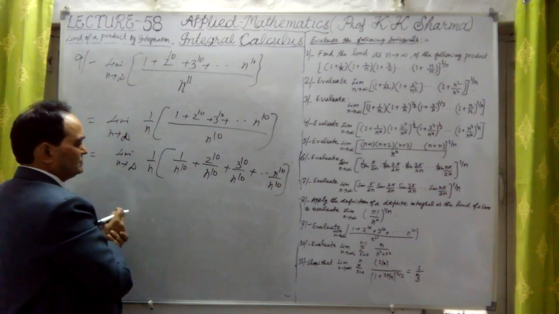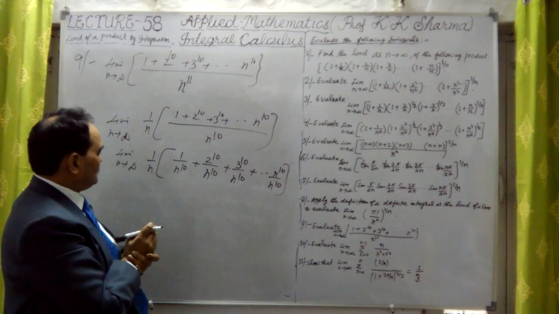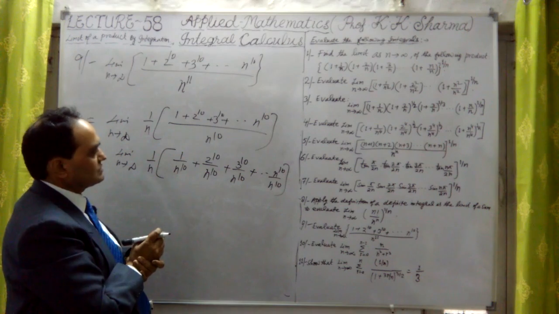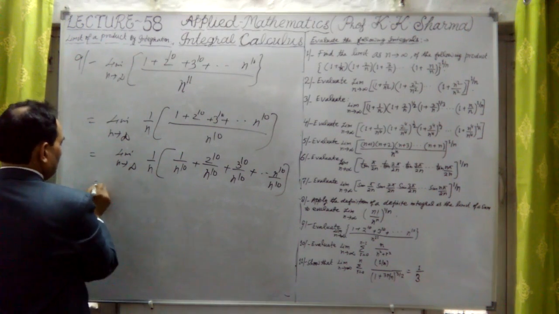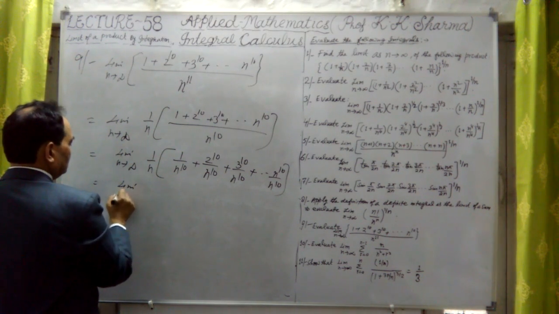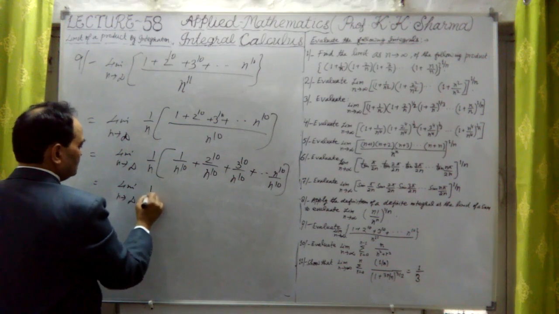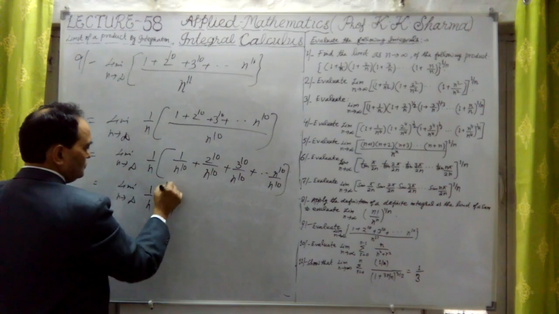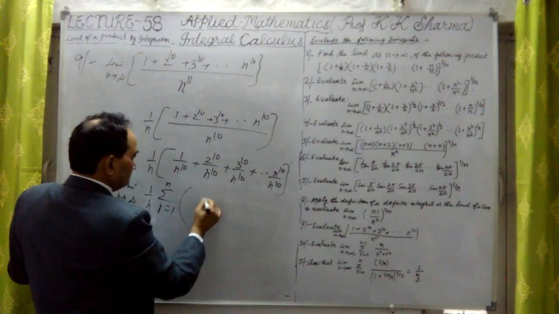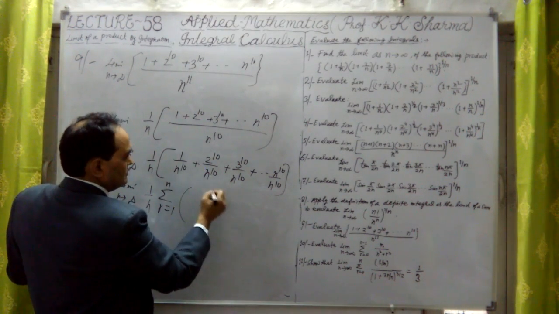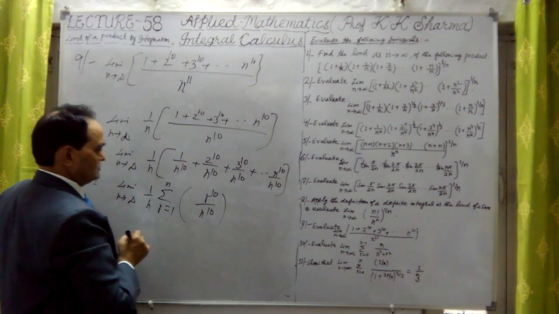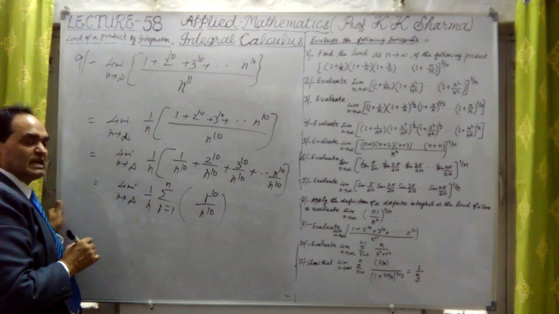Now this is the sum of the series, and here there is no need of taking log. What is the rth term of the series? The rth term of the series will be limit n tends to infinity, 1 upon n, sigma r is equal to 1 to n. Let me take it: it is nothing but r raised to power 10 upon n raised to power 10. This is nothing but x raised to power 10.